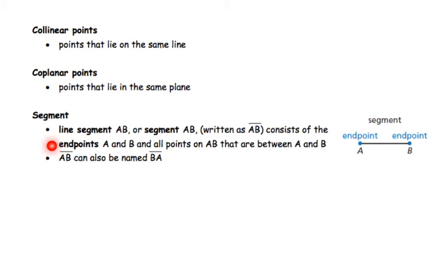A segment, line segment AB or segment AB, and notice this is how we would write it, a line over top with AB on it. Notice this is a segment symbol because it doesn't have arrows at the ends. It consists of endpoints A and B, and all points that are in between A and B. Notice direction does play a role here, so we can call this segment AB, or we could call it segment BA. So order does matter.